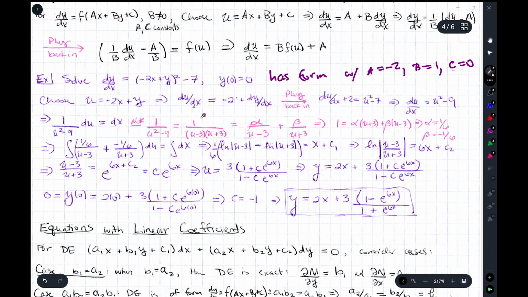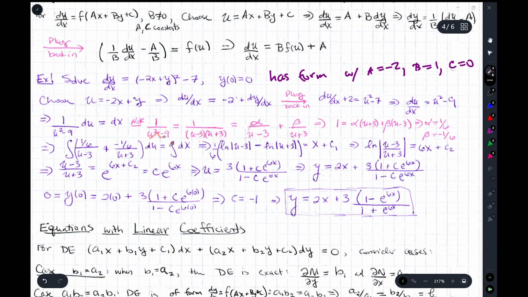And we take the derivative with respect to x. We get our du/dx, and we then solve for dy/dx. What is dy/dx? It's going to be du/dx plus 2. We plug it in there, and that's where you're getting this. And on the right, this is u. This was the substitution that we made. So you get u squared minus 7. Move that 2 to the other side, you get minus 9. And now we can separate and integrate.